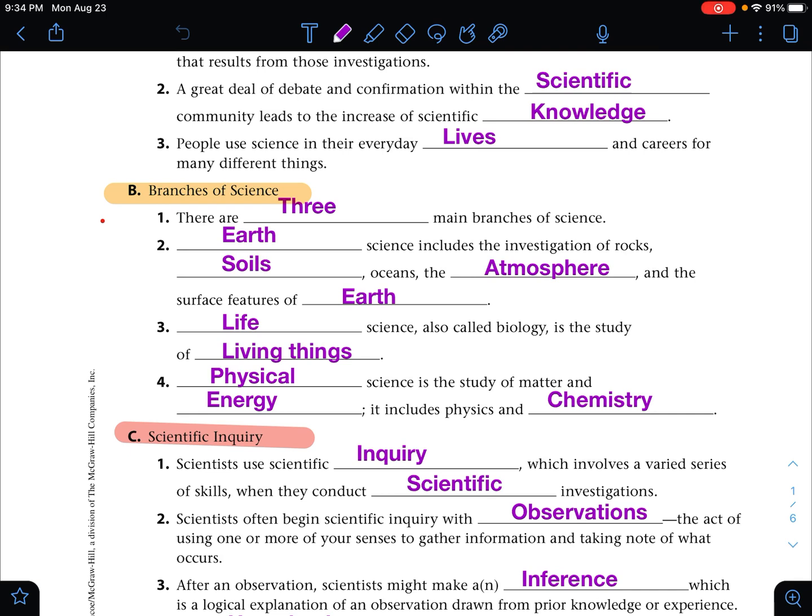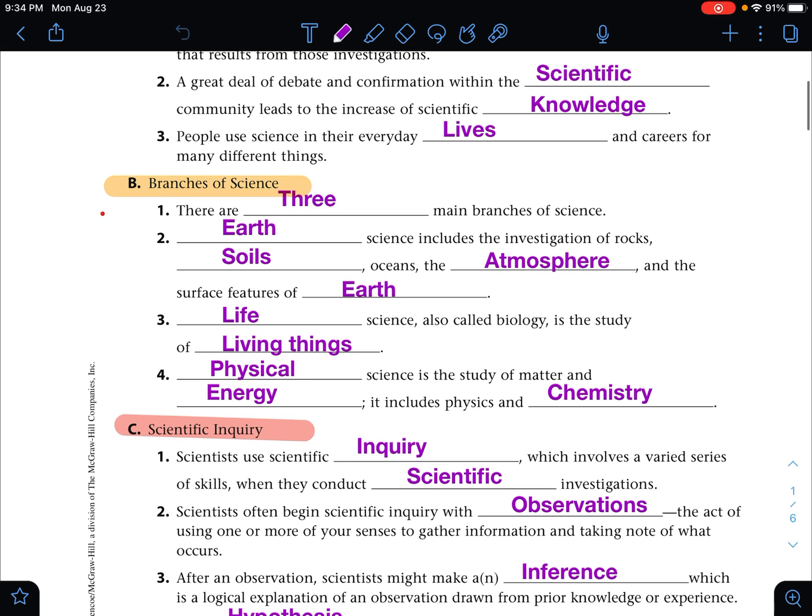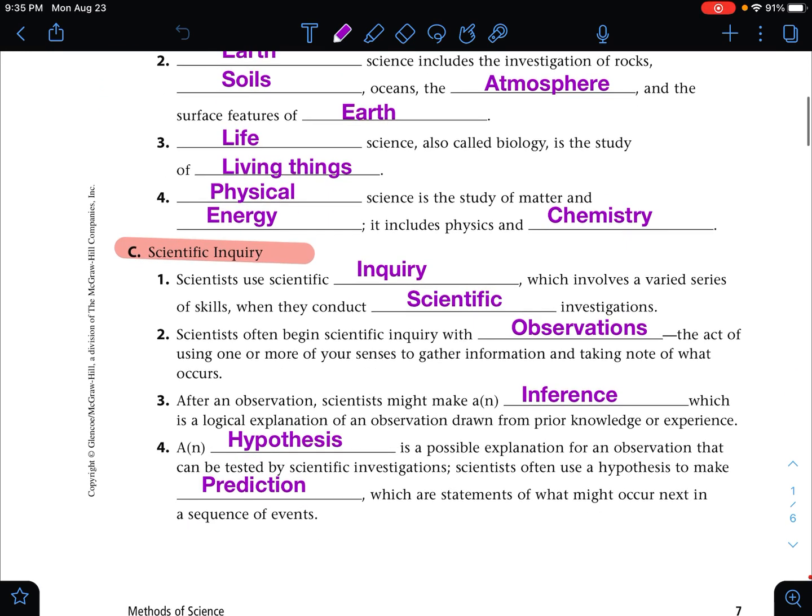I have already typed these in, so you can't type as quickly as I can talk. So make sure you pause, guys, as often as you need to make sure you have everything.